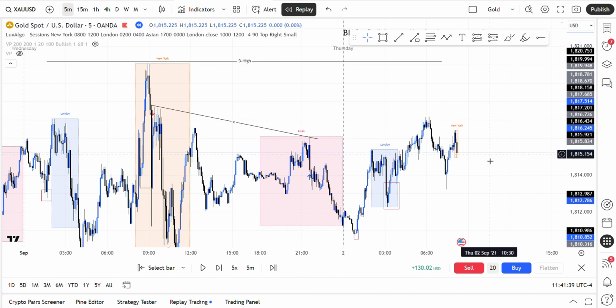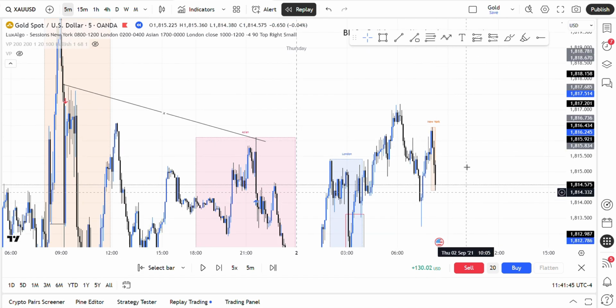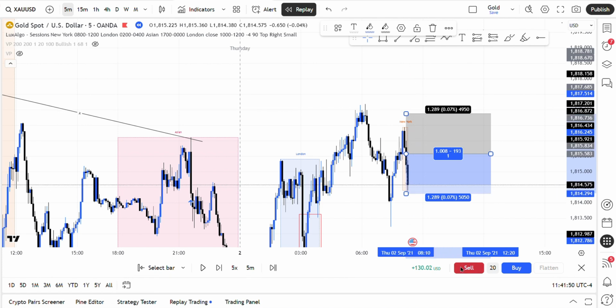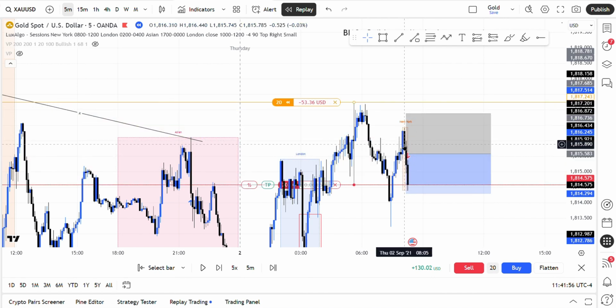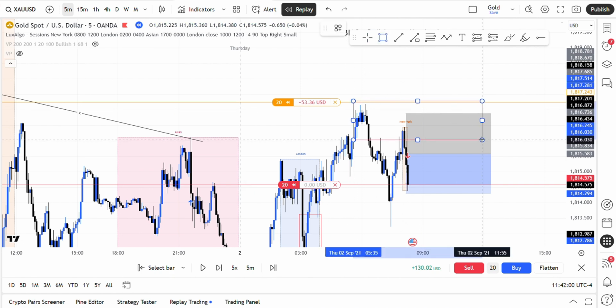Okay, the New York session is open. The buyers took out these highs and then gave a break of structure. So I should be looking for sells here. Okay. As I've sold here, this position may be a little bit late. Exactly at the New York window, we are in the supply zone. So this is our supply zone.